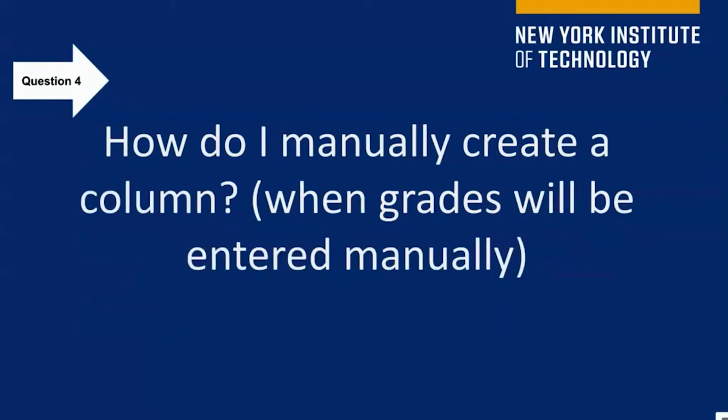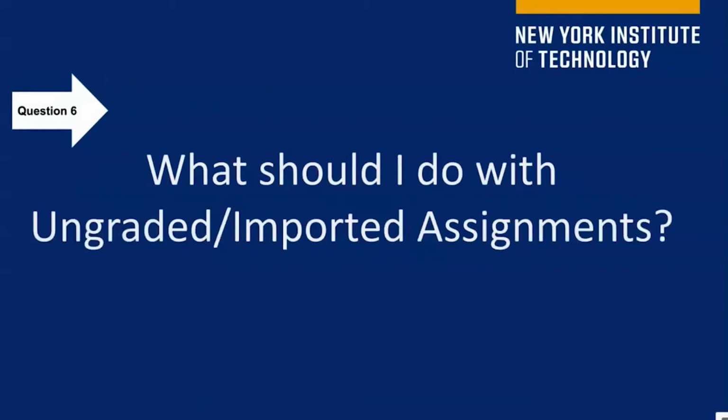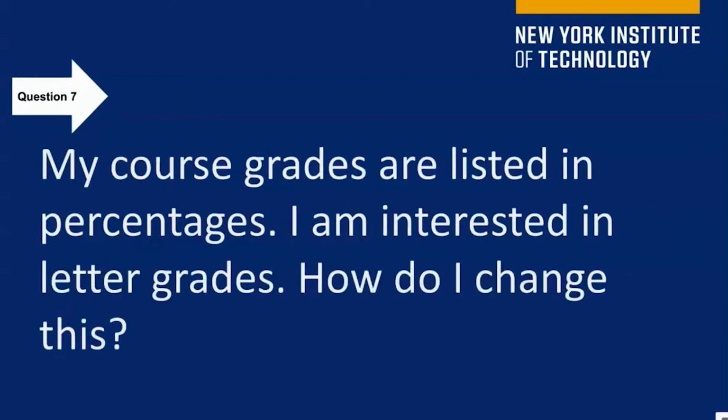Question 4. How do I manually create a column when grades will be entered manually? Question 5. How do I reorganize a column's arrangements? Question 6. What should I do with ungraded imported assignments? Question 7. My course grades are listed in percentages. I'm interested in letter grades. How do I change this?